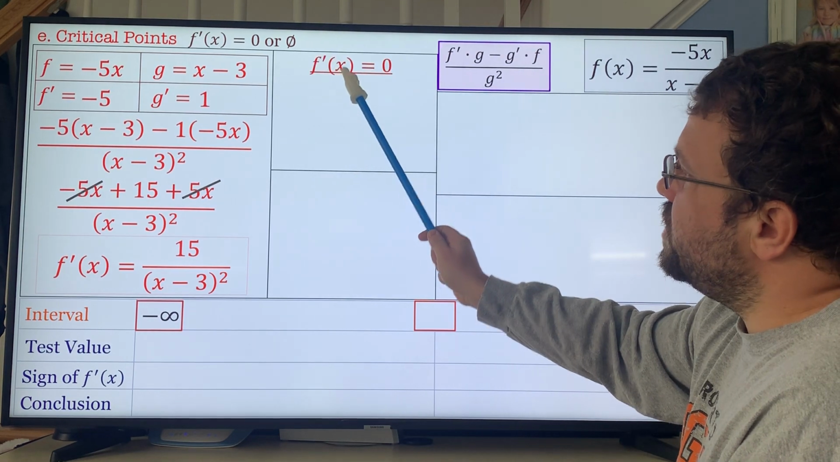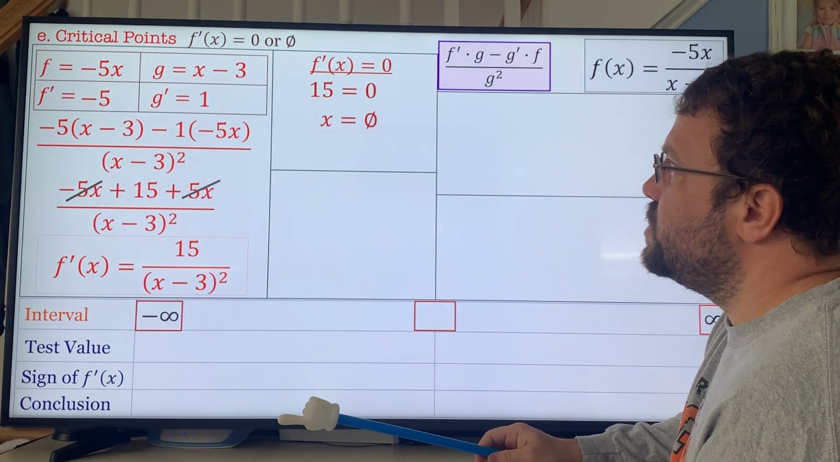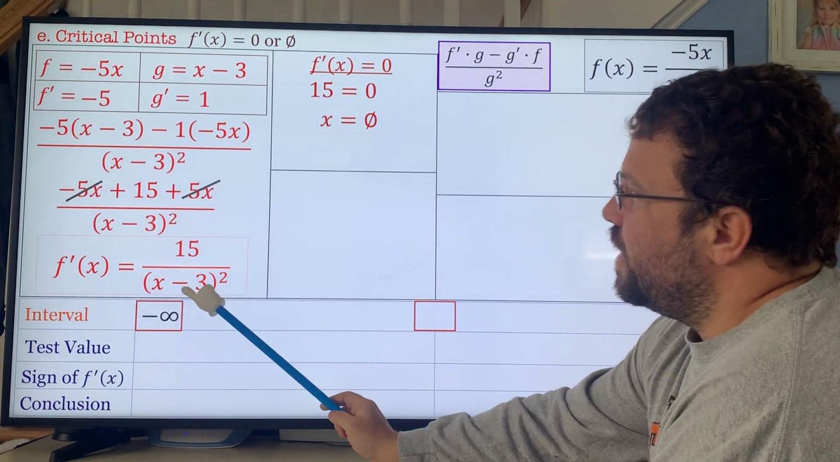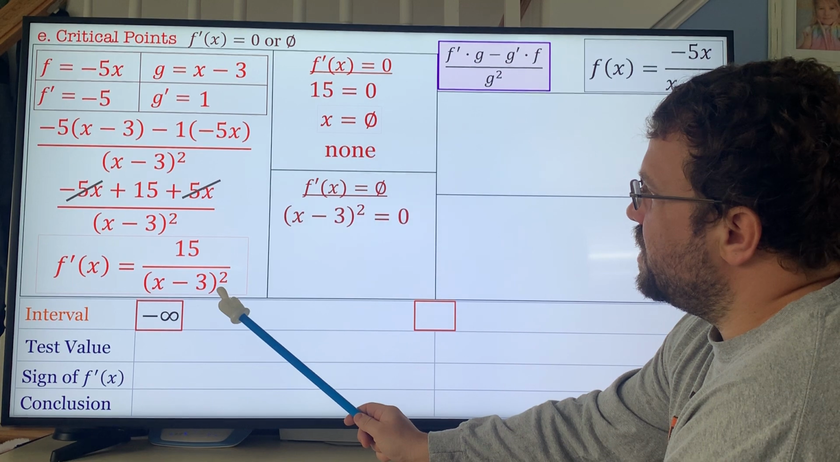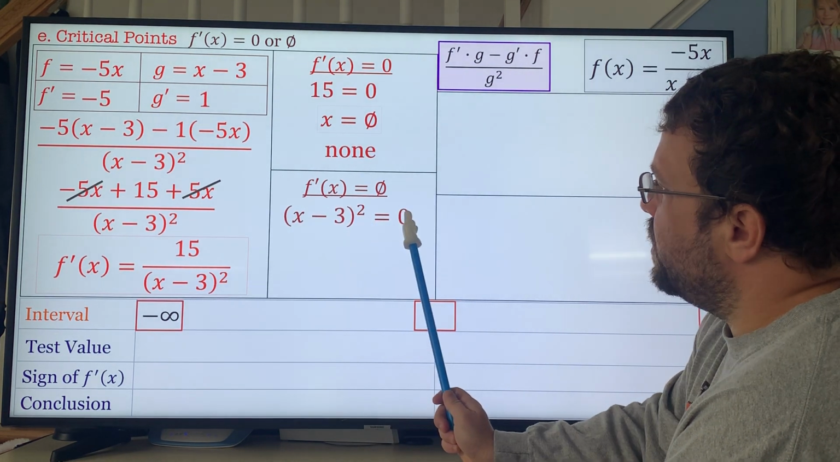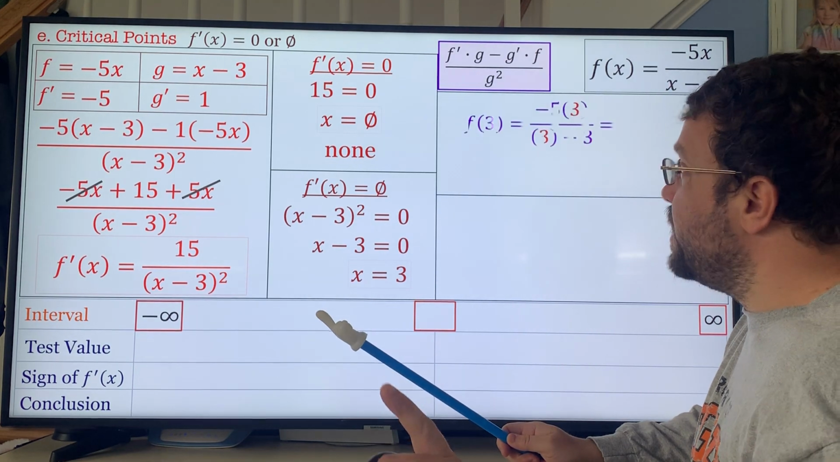Now, when you set this equal to 0, does 15 ever equal 0? No. So there's no critical point there. When you set it equal to undefined, x minus 3 squared equals 0. Square root of 0 is 0. Add 3. So you only have one critical point, and that's at x equals 3.